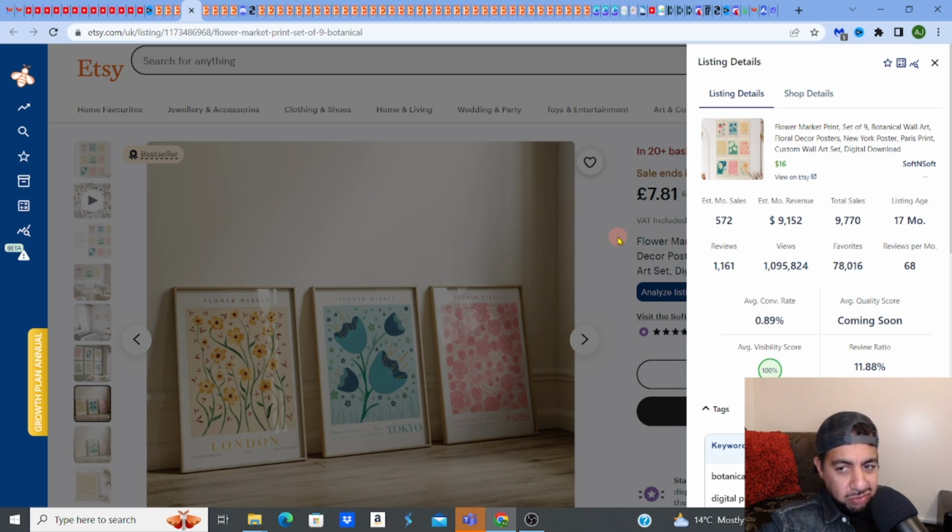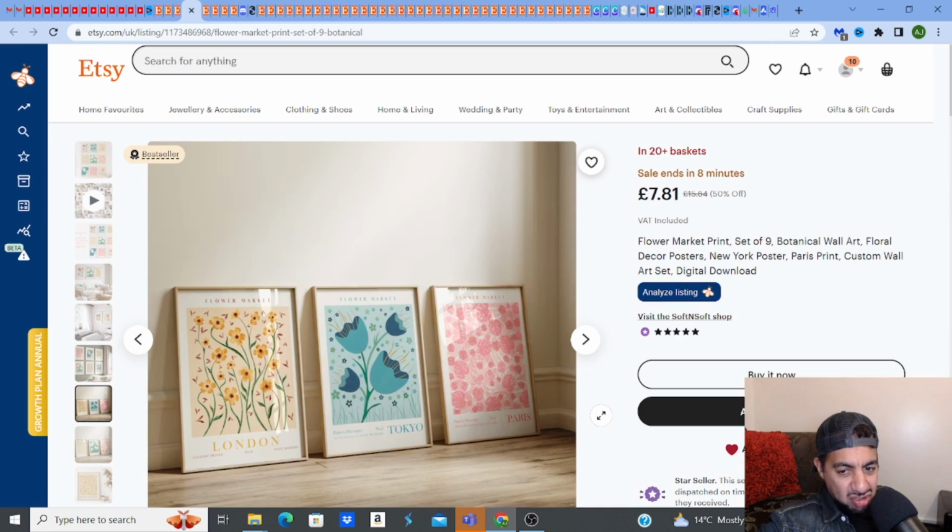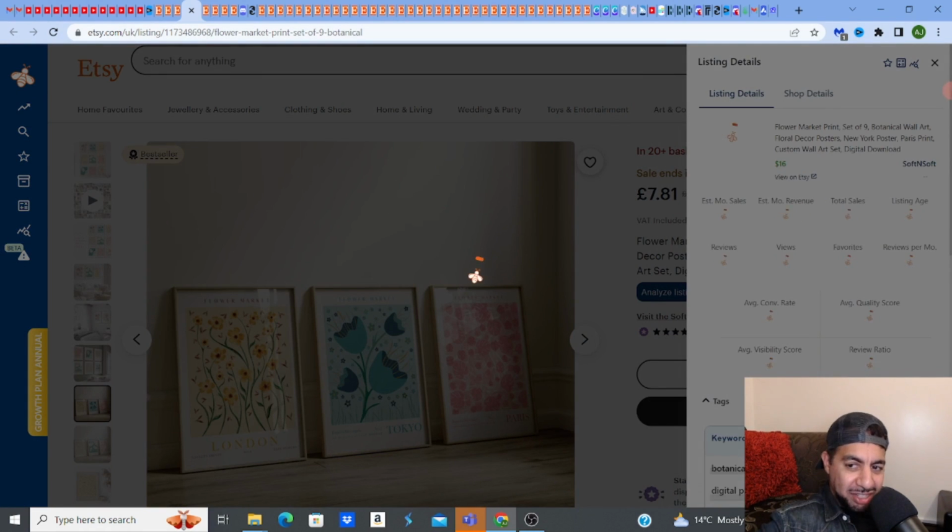So these ideas of New York, Paris posters, look at it. These are cities, but they've got a representation of the flowers, flower market flowers for those cities. Amazing. Beautiful idea. We can knock this up in Midjourney. Check out my videos on Midjourney wall art, guys. It's crazy.